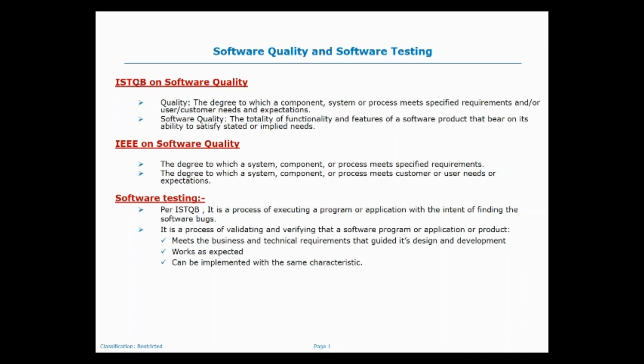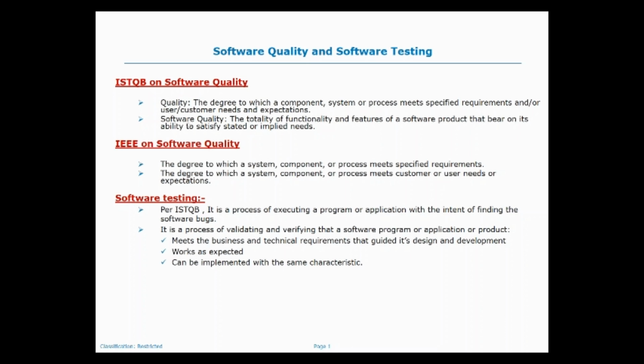If you can see the screen, these are the definitions laid out for the term software quality by different organizations. ISTQB is the International Software Testing Qualification Board. This is the main board which certifies a lot of QA people, and other standard terminology is set by this organization. IEEE, as you all know, is an international standard. The definitions per these are listed here, what software quality is per them.